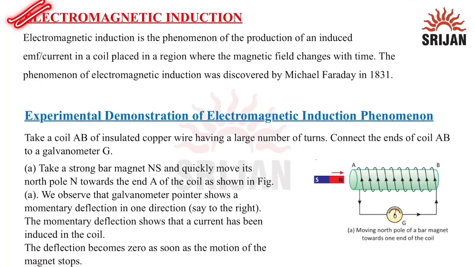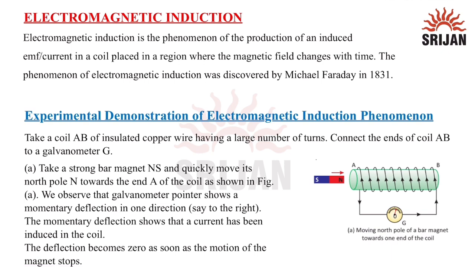In this video, we will learn about electromagnetic induction. So, EMI, that is electromagnetic induction, is a phenomenon of production of an induced EMF or current in a coil placed in a region where the magnetic field changes with time. This phenomenon of electromagnetic induction was discovered by Michael Faraday in 1831.